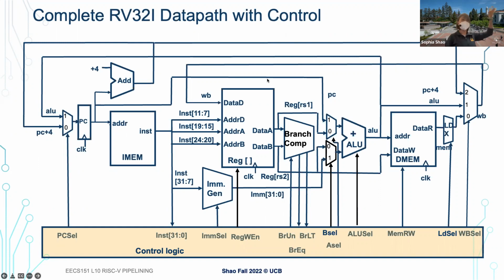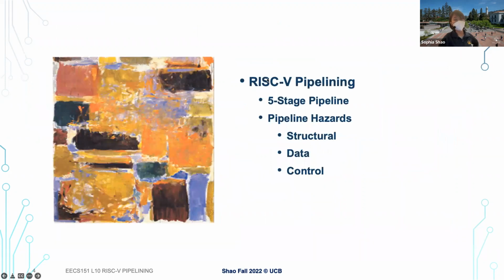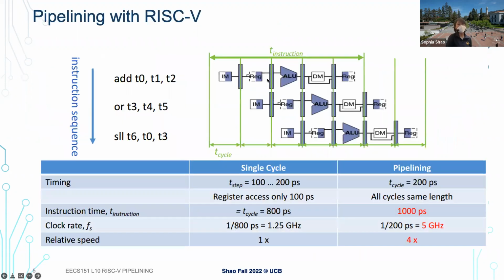So that's the data path that we have. In today's lecture, we're going to start from this data path and optimize it so that we can get a pipelined execution with our RISC-V design. Pipelining is a very interesting, simple, but also powerful idea in hardware design. When we think about how an instruction is executed, we mentioned there are different stages going through different logic.